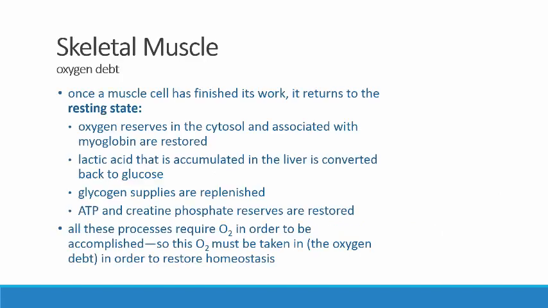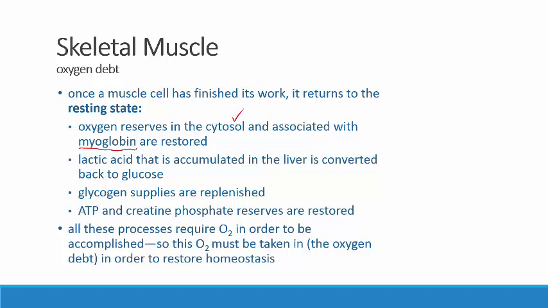So when a muscle has finished its work and is now returning to a resting status, there's work that still has to be done to bring that cell back into a resting state. First, because we've had to use oxygen as the muscle was working, we have to restore the oxygen supplies that are in the cell. So there are oxygen reserves of just oxygen dissolved in the cytosol, and if we've gone into the myoglobin stores, then we have to restore the oxygen back to the myoglobin stores as well.